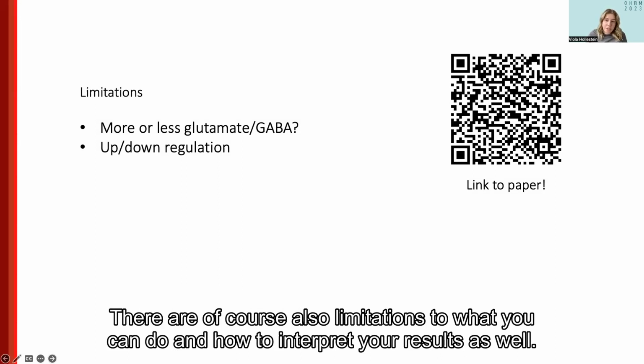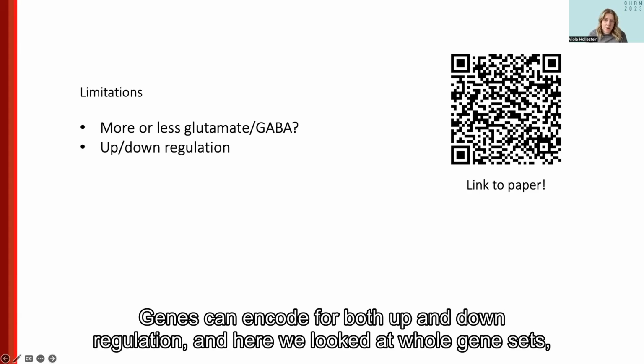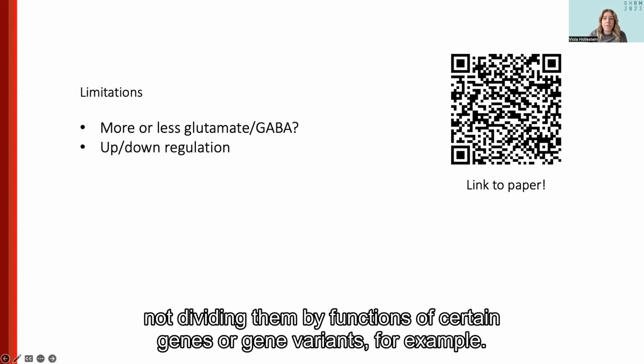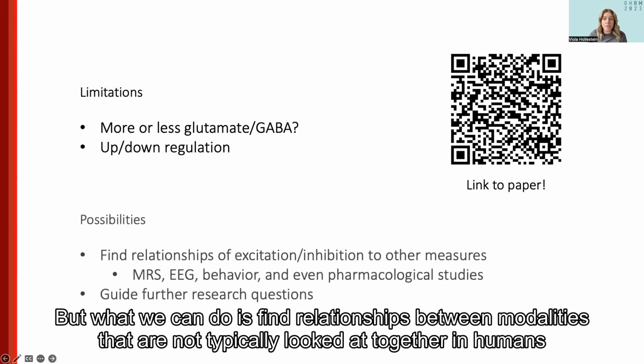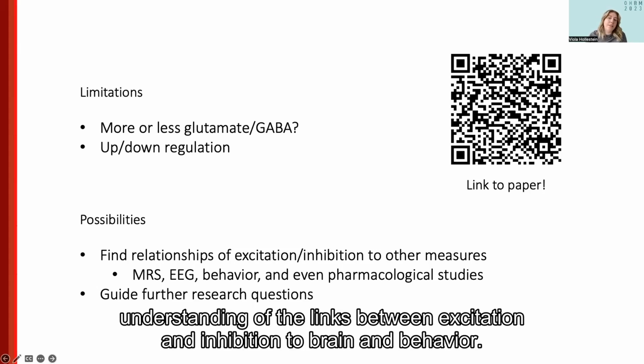There are, of course, also limitations to what you can do and how to interpret your results as well. So, for example, we are not able to make any conclusions regarding actual concentrations of glutamate or GABA in the brain here. Genes can encode for both up and down regulation, and here we looked at whole gene sets, not dividing them by functions of certain genes or gene variants, for example. But what we can do is find relationships between modalities that are not typically looked at together in humans, and use this understanding to guide future research questions and methods to increase our understanding of the links between excitation and inhibition to brain and behavior.